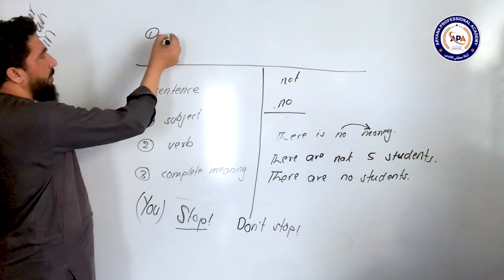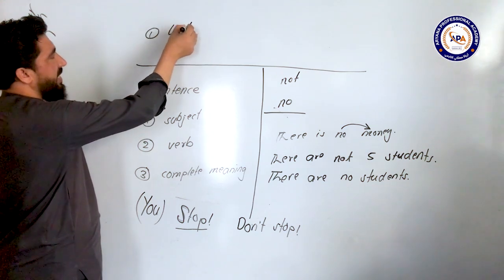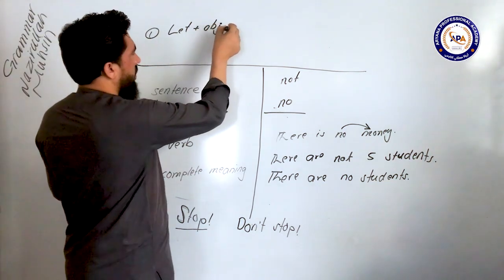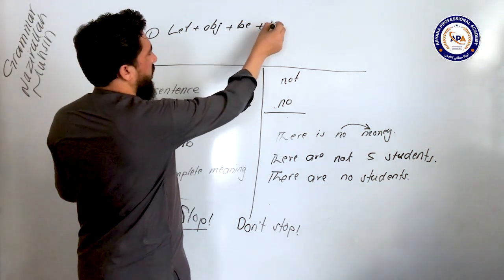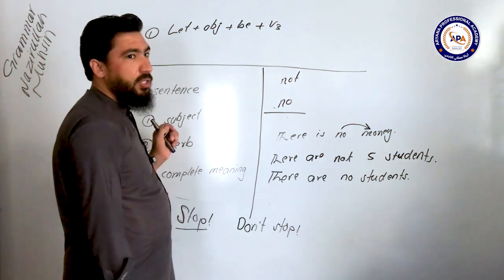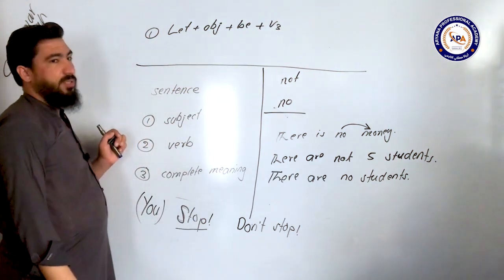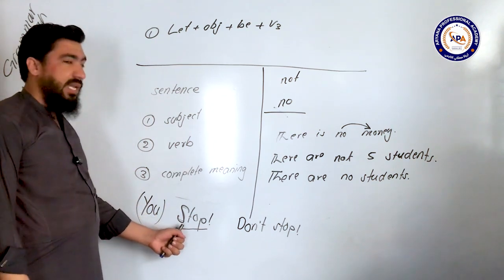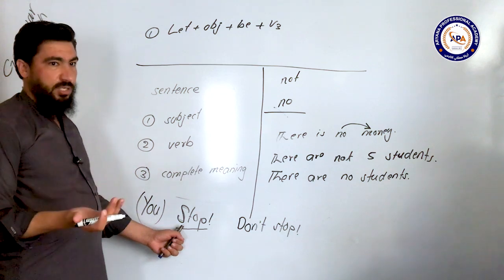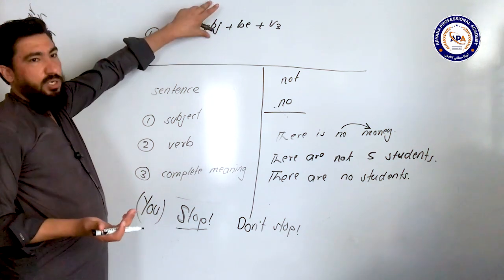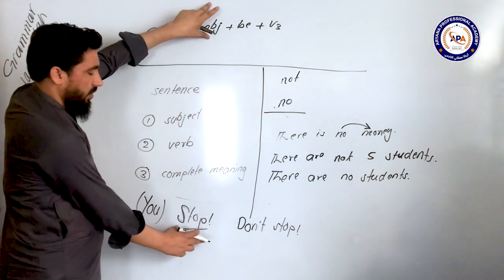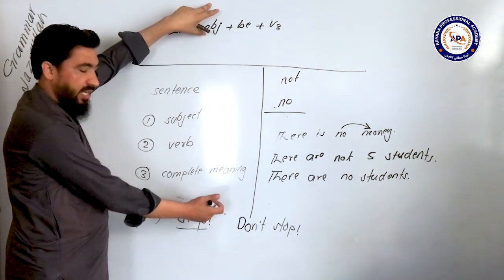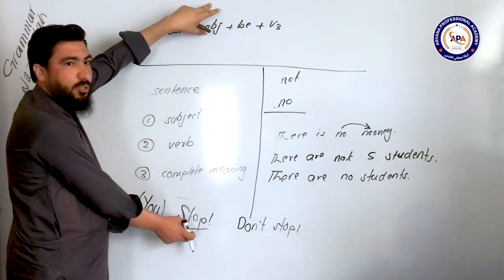One structure for imperative sentences is to use let plus object, then be third form of the verb. But we can change only transitive verbs in this structure. If there is an imperative sentence and the verb is intransitive, it means there is no object. Then we cannot use this structure. For example, the word stop. This sentence is not changed into passive because there is not any object. It is an intransitive verb.